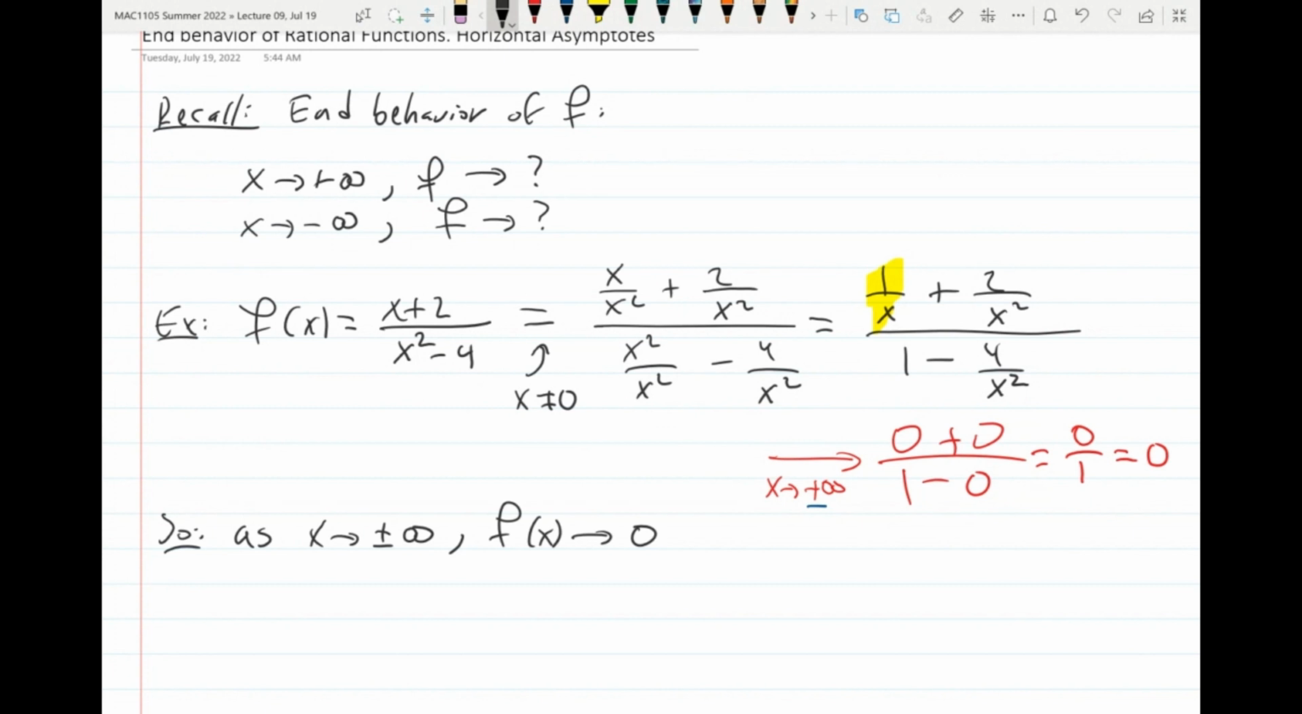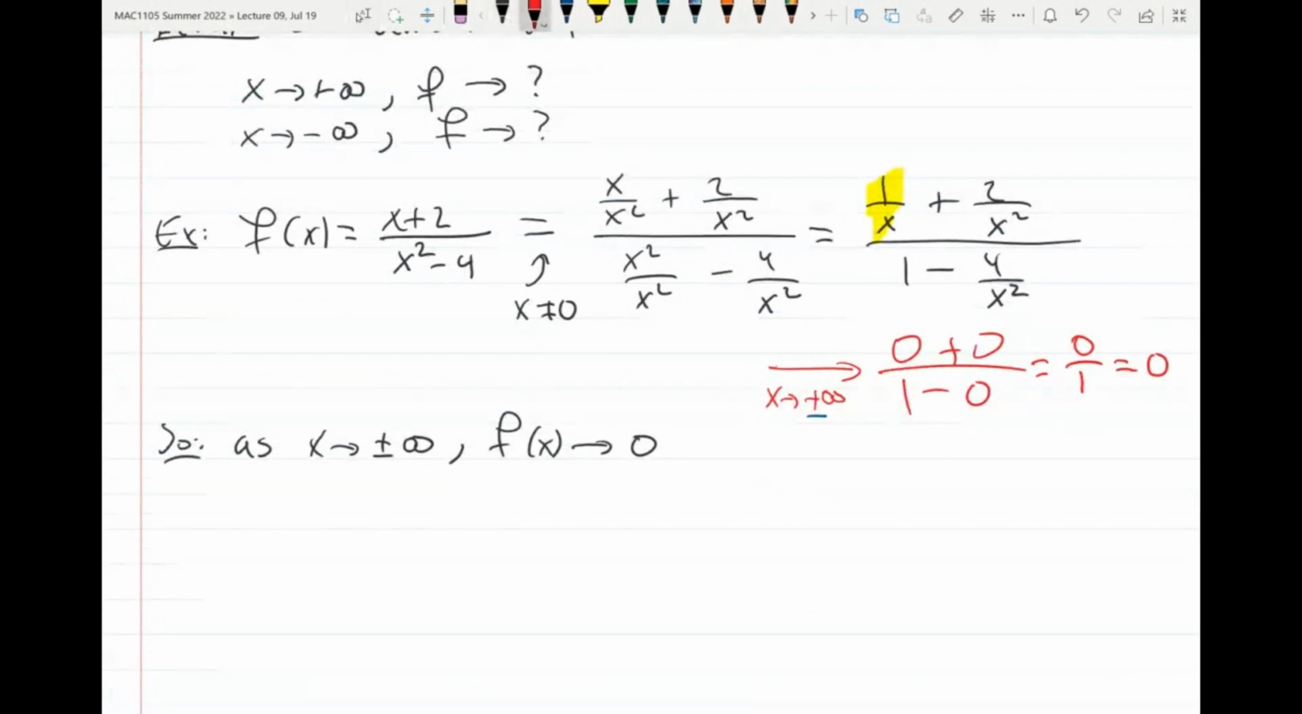Do you understand this? Whenever something like this happens, because this is a number, we say that the line y equals 0 is a horizontal asymptote. Okay? So what does it mean to have a horizontal asymptote? It means that when you look at the end behavior, you get a number here. If the function approaches a number when x approaches positive or negative infinity, y equals that number is a horizontal asymptote.